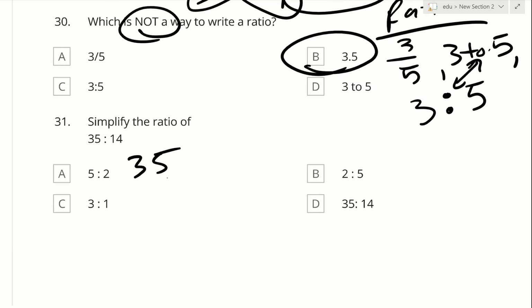Simplify the ratio of 35 to 14. I could just say 35 over 14. I cannot divide these two numbers by the same number. So it's already in simplest form.